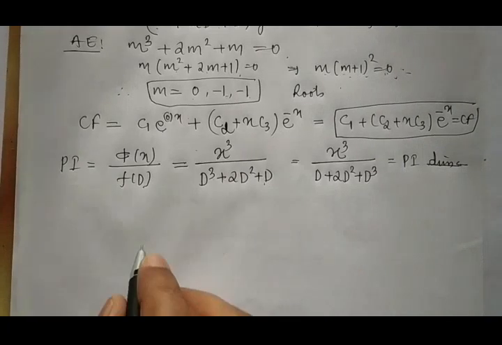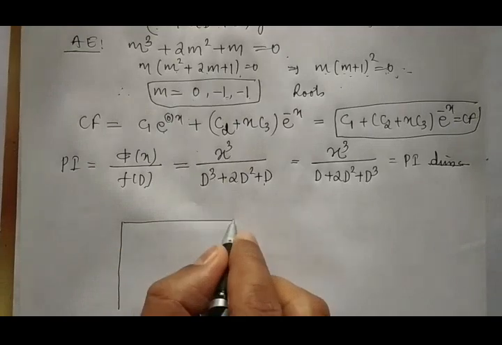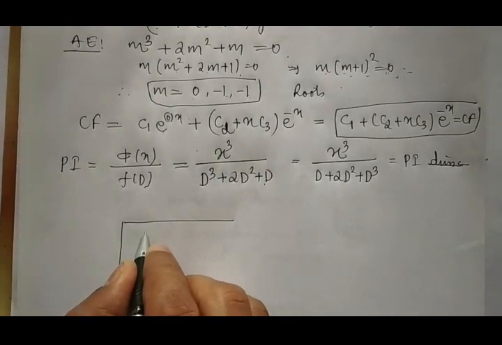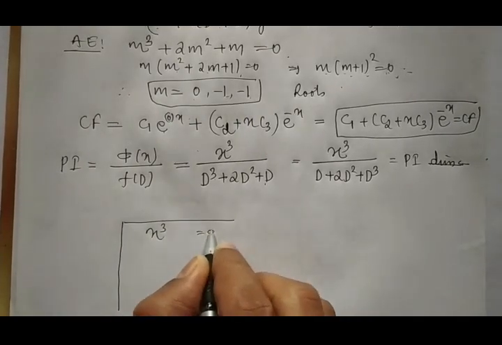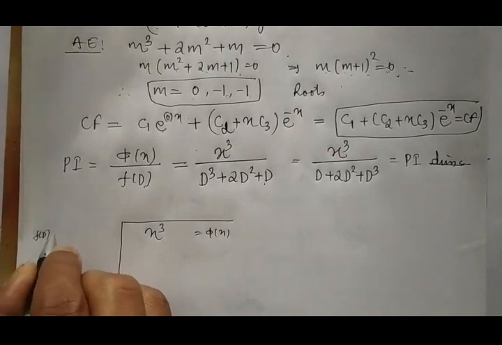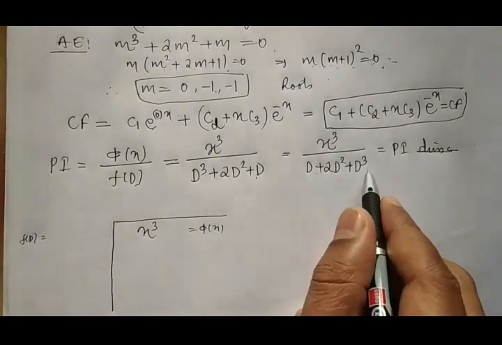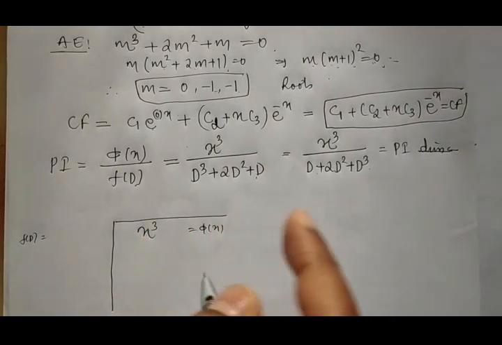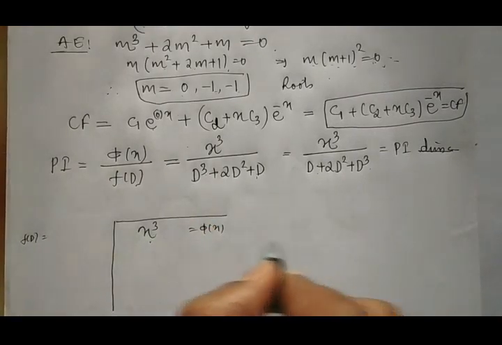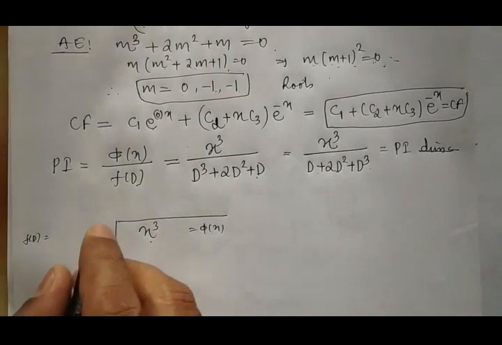Okay, so let us take a division method here. Okay, division method, here we will be writing phi of x. What is phi of x? X cube, which is nothing but phi of x. Fine. Then here we need to write f of d. What is f of d in this case? D plus 2d square plus d cube. We need to be very careful while writing f of d and phi of x. It should be in descending order, higher to lower, and it should be in ascending order from lower to higher degree.